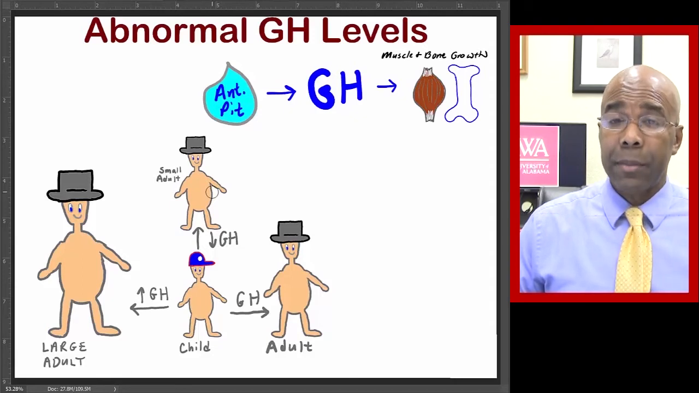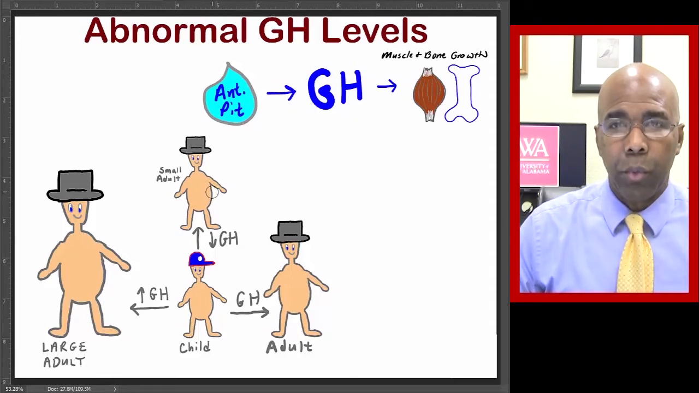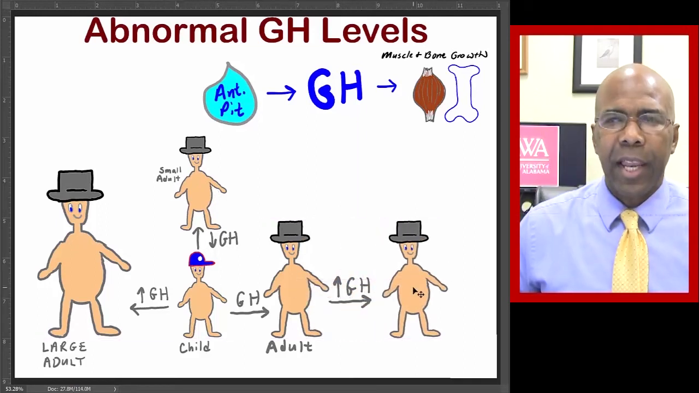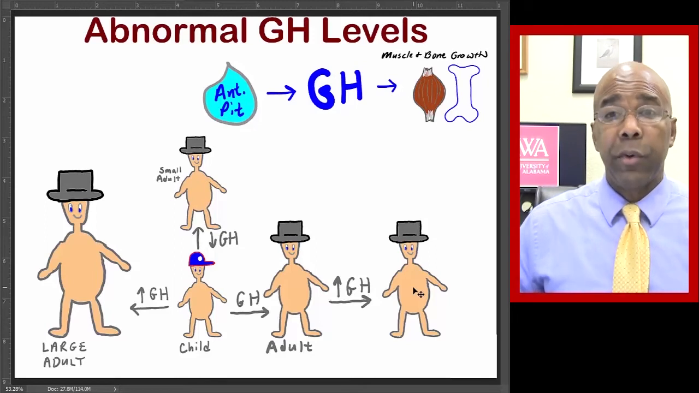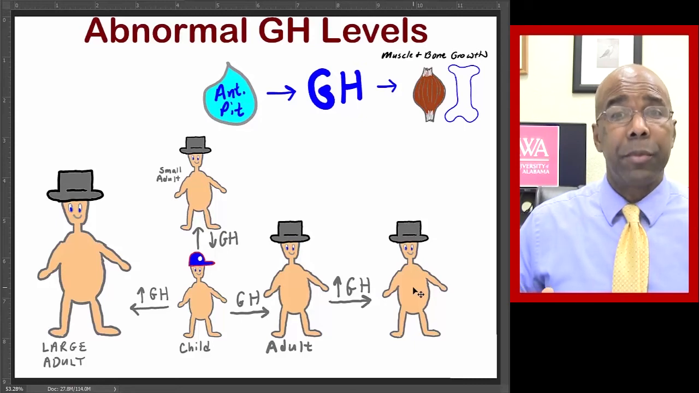Now we've seen all of the possibilities except for one. What if the adult is exposed to excess growth hormone? What happens then? At first glance, the adult who's exposed to excess growth hormone appears very similar to the adult who's exposed to normal growth hormone. However, there are some differences.